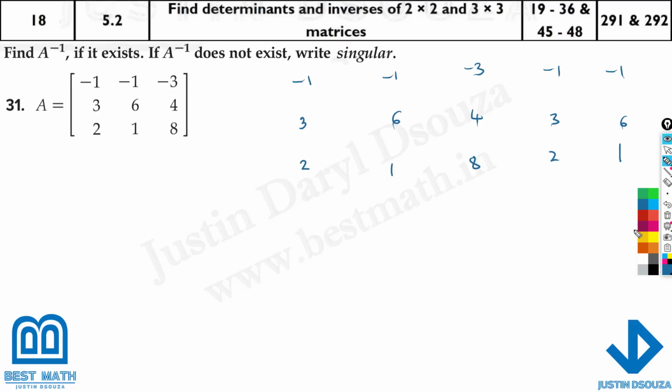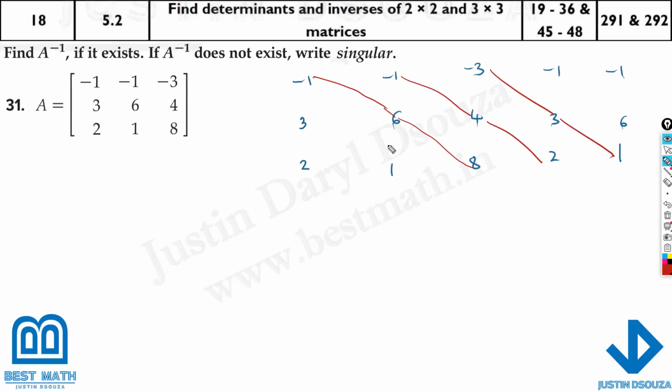Now here, let me just change the color. First, you start with the upside: draw a diagonal, slanting line like this. First row and first column, then the second row and the second column, and the third row and third column. These 3 are together, and the same thing over here, these 3, and lastly these 3. You start from up to down. If you go down to up, the answer will be wrong. It will be the opposite sign. It's from up to down.